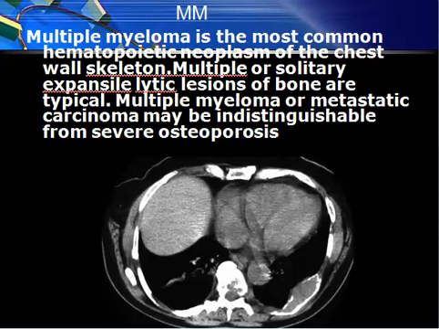Multiple myeloma, for example, is one of the most common hematopoietic neoplasms of the chest wall skeleton. It appears as multiple or solitary expansile lytic lesions of bones, and of course you cannot distinguish multiple myeloma, metastatic carcinoma, or severe osteoporosis. The three can mix.